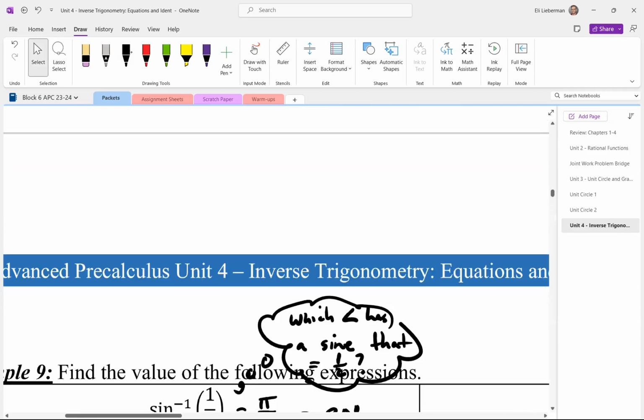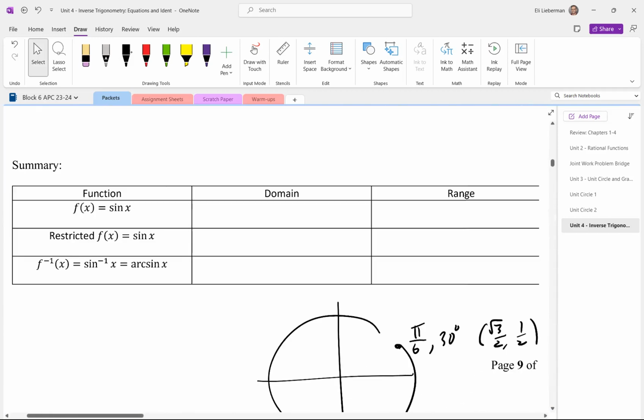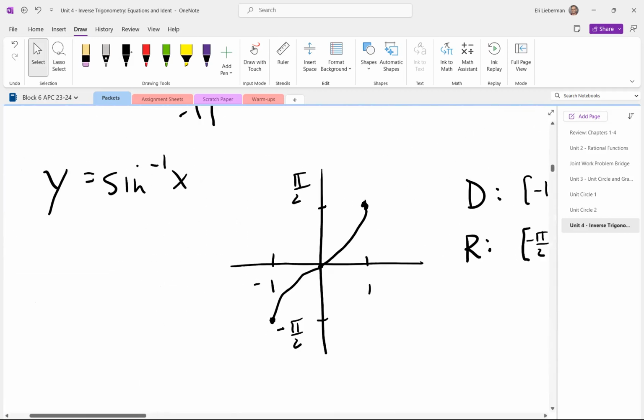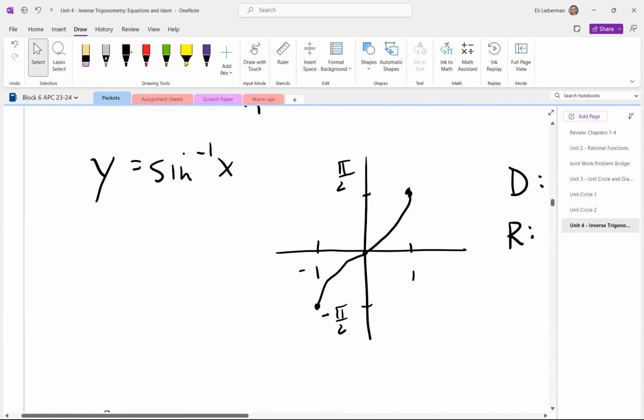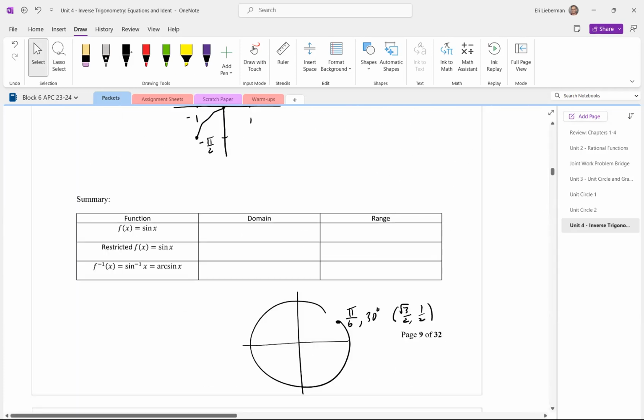Now let's just check that with the graph. We just graphed sine inverse of x. Do you see what sine inverse of 1 is? See it on the graph, right? It's pi over 2, which you know is 90 degrees. So it's just putting all the information in the right place.